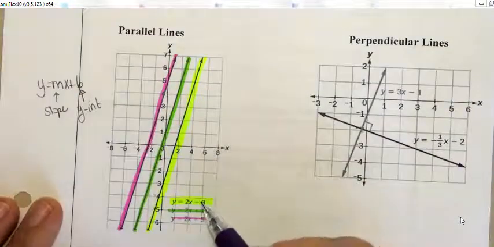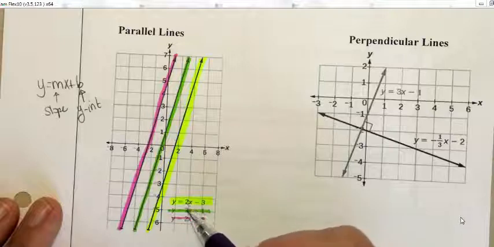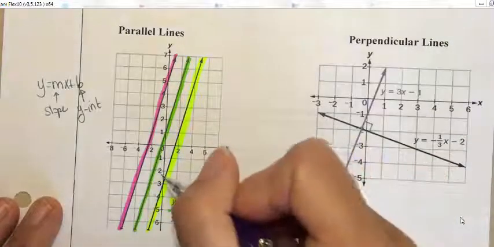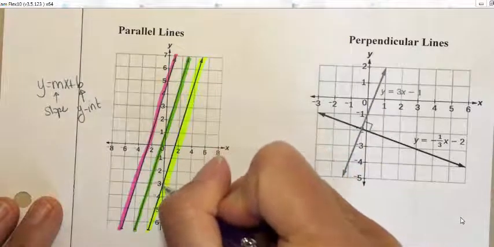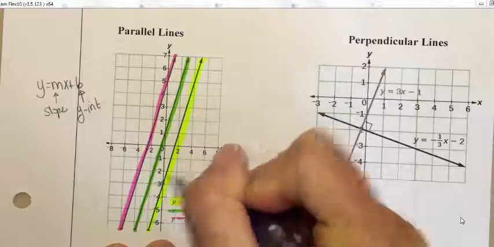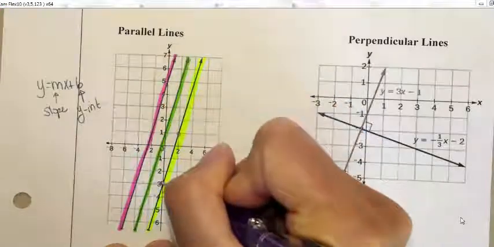So what I notice about each one of these lines is that they have slopes of 2. And I could calculate that just by finding a couple of points. Let's see. If I went from, for example, (0, -3) up to (2, 1).